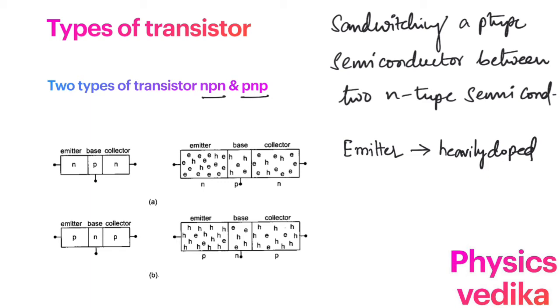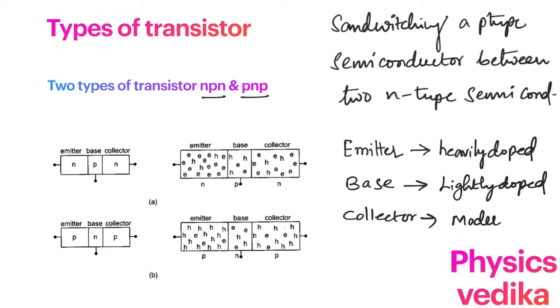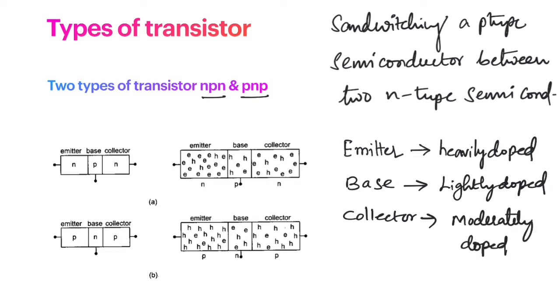Then comes the base. Base is lightly doped, or very lightly doped. And when it comes to collector, collector is moderately doped, not very high, not very low, moderately doped. That's the difference between emitter, base and collector in terms of doping. Doping means adding impurities. So here we are adding more impurities. So we have more electrons here because it's N type. And here it's a P type, so we have more number of holes. In both the cases, doping is more for emitter. Then comes base and collector. Base is lightly doped. You can see there are very few charge carriers here, and here also you can see very few.